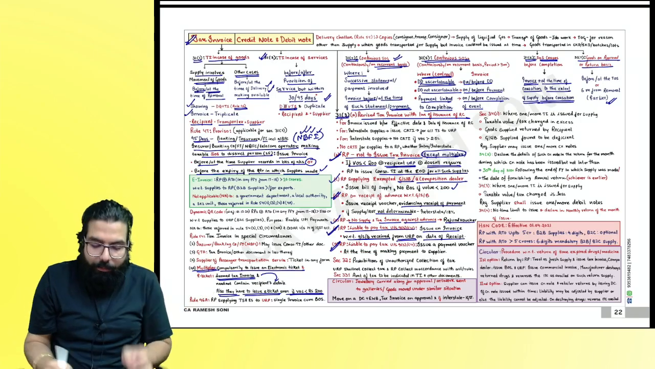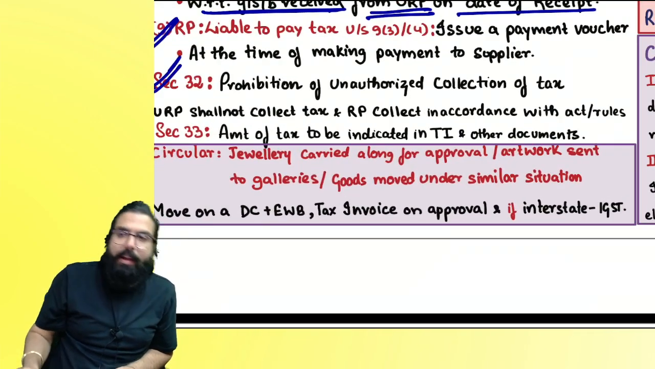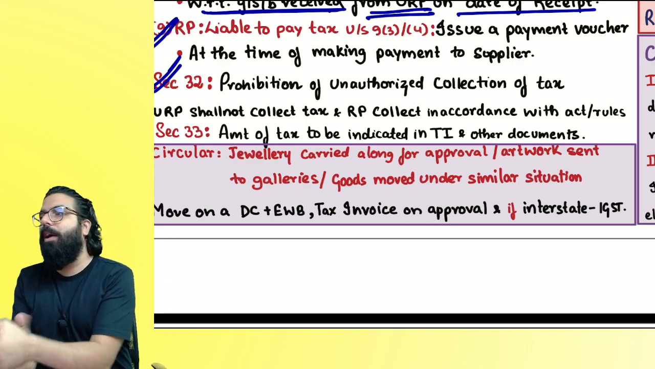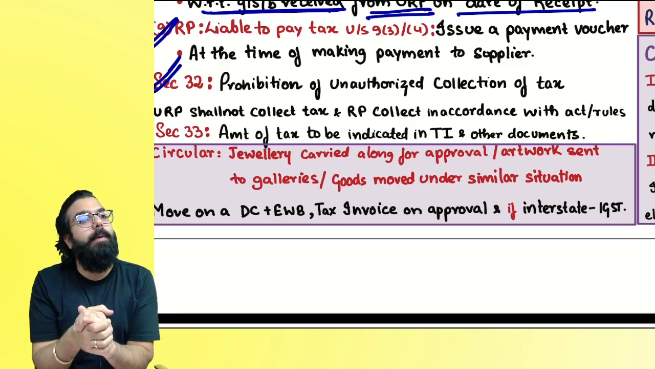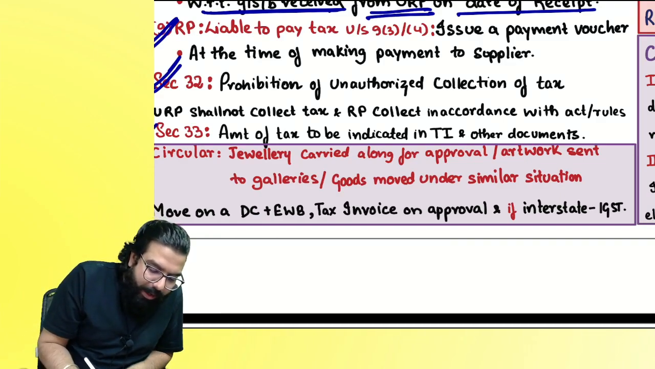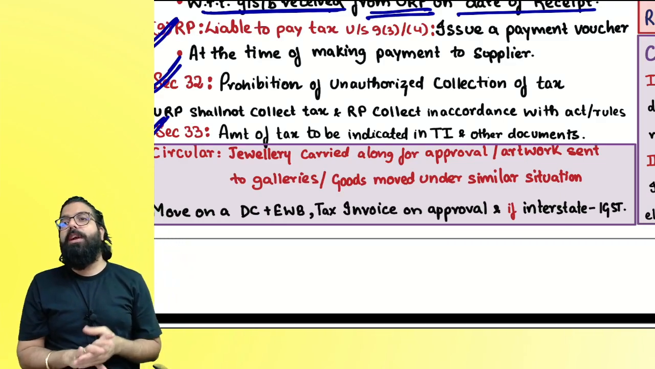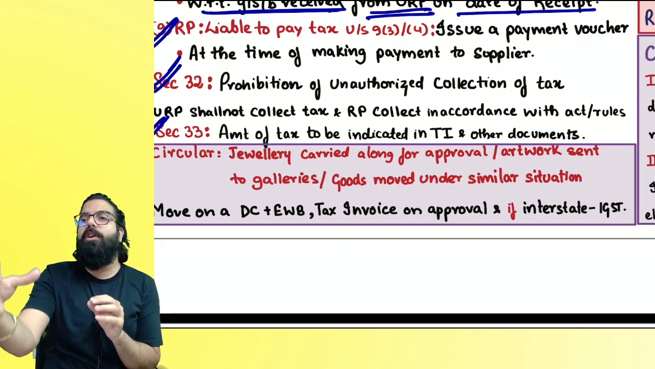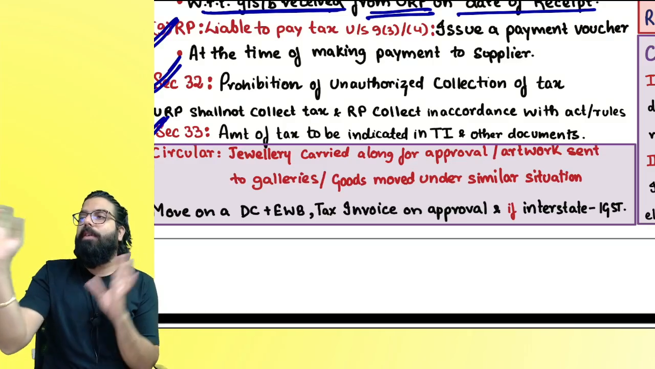Right, everyone? Then we have Section 32, which says prohibition on unauthorized collection of tax. If you are an unregistered person, don't collect. Registered person, collect as per the rules or Act. Then we have Section 33, which says whenever you are issuing any tax invoice or any other document, please show the tax amount separately.